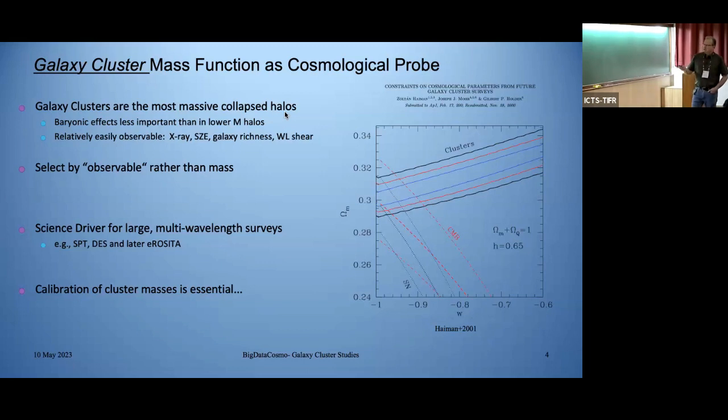And this was just the rest of the story. Here are constraints, omega matter versus W. Clusters by themselves, if you're just using the redshift distribution, we're just constraining some combination of those two parameters, but in combination with primary CMB and supernovae, the hope was you could constrain the dark energy equation of state parameter, which of course has been done since. That was 20 years ago.